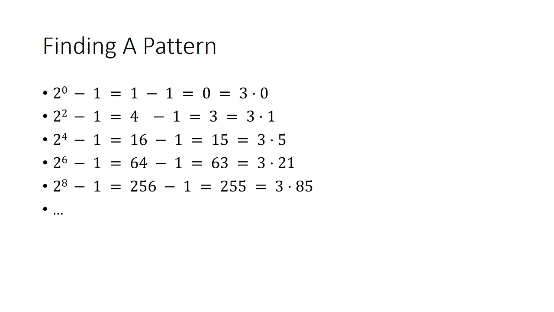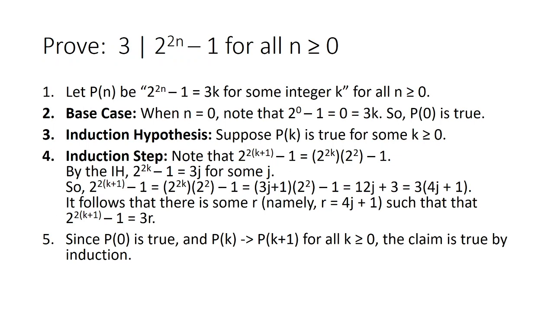Yeah, the next one will be more difficult. 2 to the 8th minus 1 is 256 minus 1, that is 255. So this is a little bit complicated combination. 3 multiplied by 85. But it is very difficult to find all the cases. So we have to find the pattern. So 0, 1, 5, 21, 85. Okay, but that is really difficult.